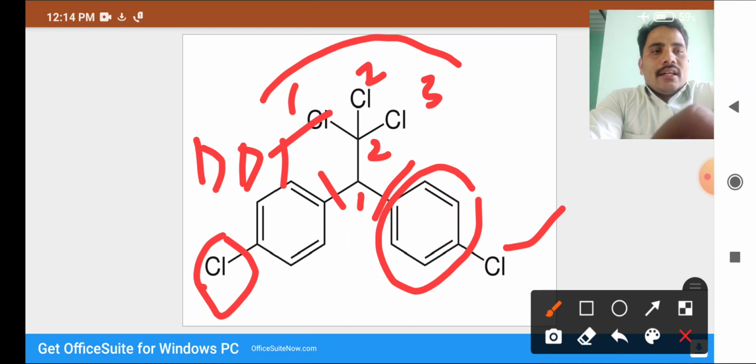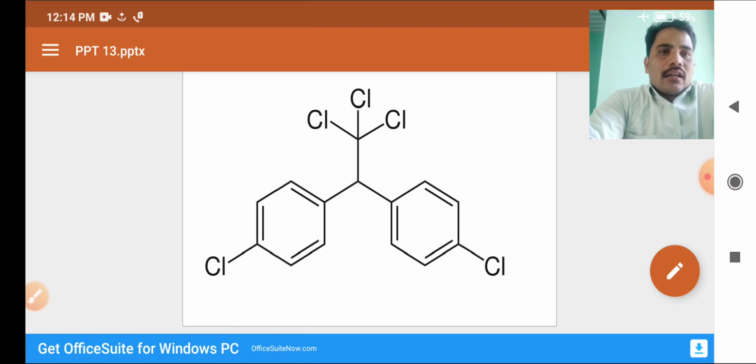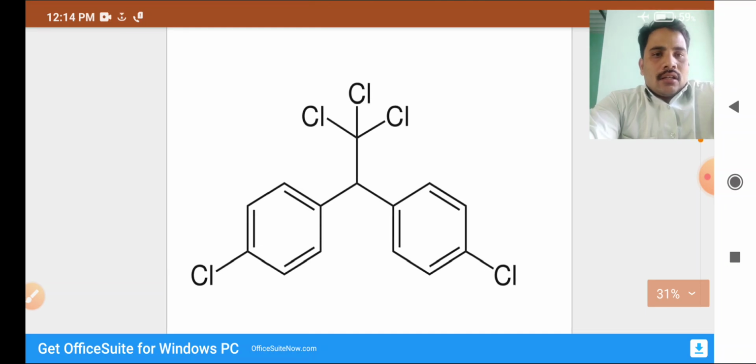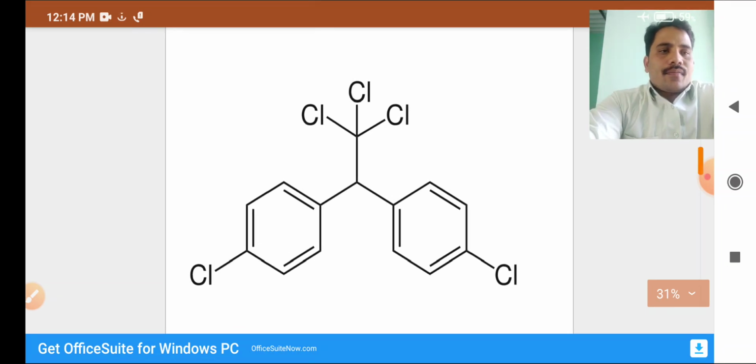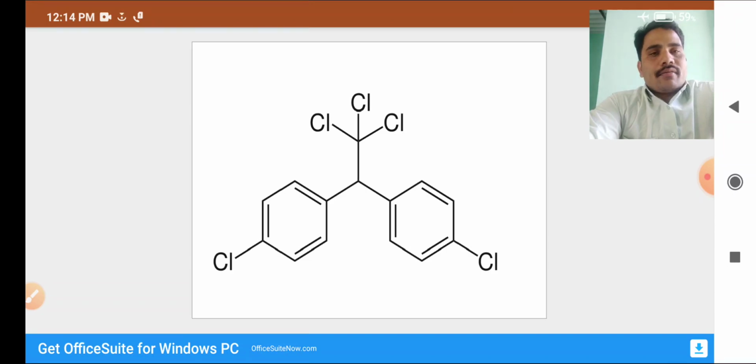Here the structure of DDT, this is a highly useful class of compound. It is used against many diseases and also in the agriculture field, and in construction of houses and nearby houses. DDT is used for the nearby agriculture and cultivation fields, etc.